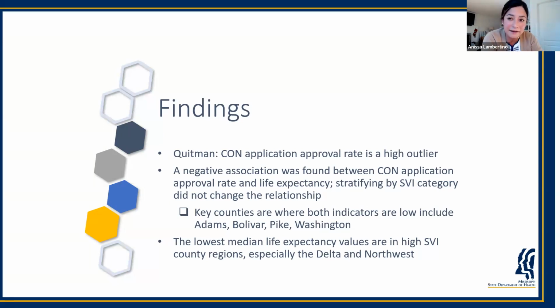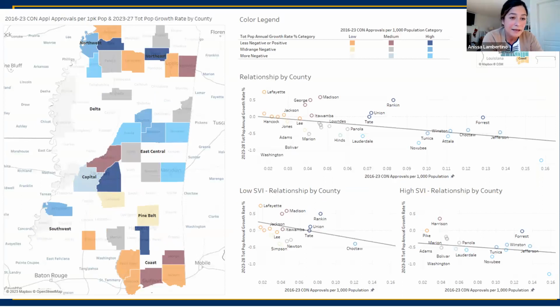If we go to the next analysis, the next analysis shows, again, the same approval rate, but this time, instead of life expectancy, we look at the relationship with total population growth rate. And this is a projected growth rate, a 5-year 2023 to 2027 growth rate. And what we can see, again, in this scatter plot in the middle here, it says relationship by county. Quitman is a high outlier for that.